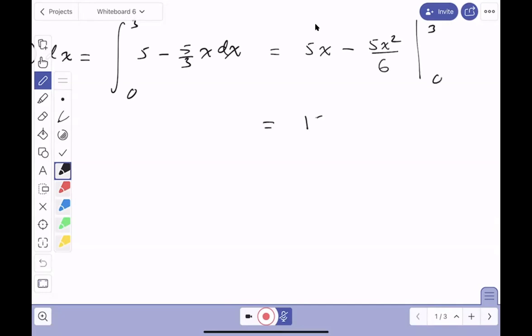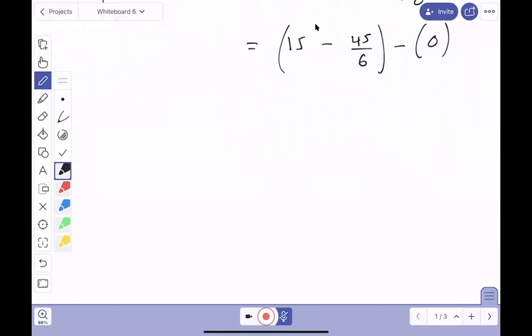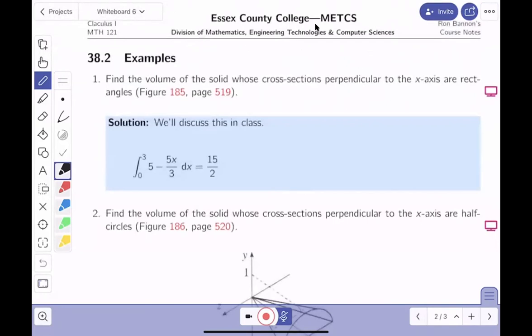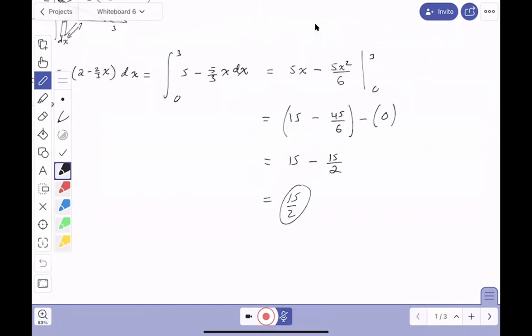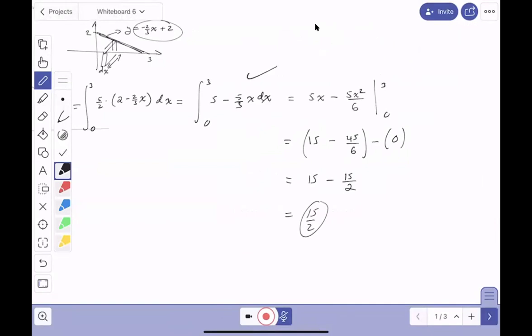What does that give me? 15 minus 5 times 9, which is 45, over 6, we'll do that later. Minus, well, the lower limit's nice because both of those terms would be 0, and 0 minus 0 is 0. Let's put this down: 15 minus, I'm going to reduce that, 45/6 is 15/2, and 15 minus 15/2 is 15/2. All right, let me go to the key. And I noticed I did this over here. Did I get the correct integrand? Yeah, let's take a look at it. And I did, right over here.